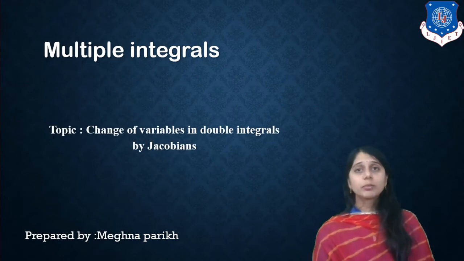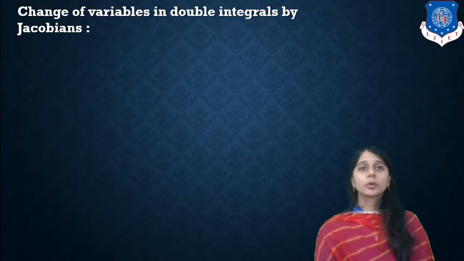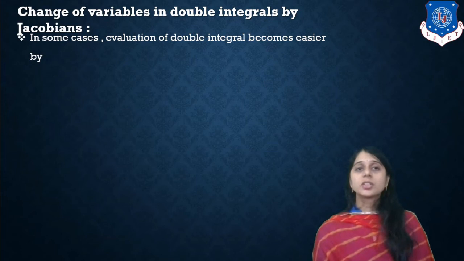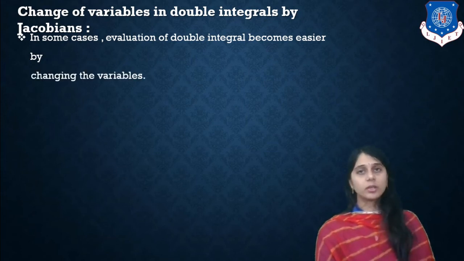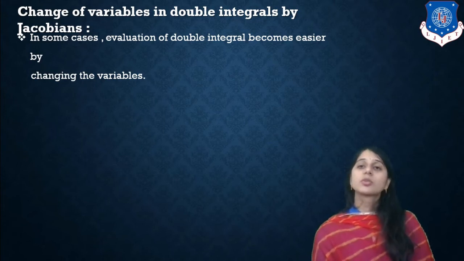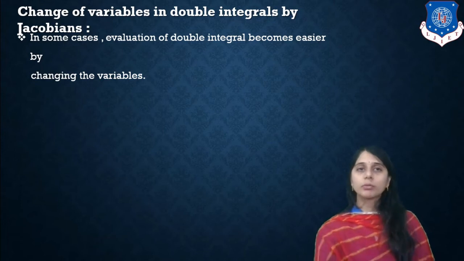Change of the variable in double integrals by the Jacobian method. In some cases, evaluation of a double integral becomes easier by changing the variable. In the last session, we discussed the change of the order. Now today we are discussing the change of the variable.